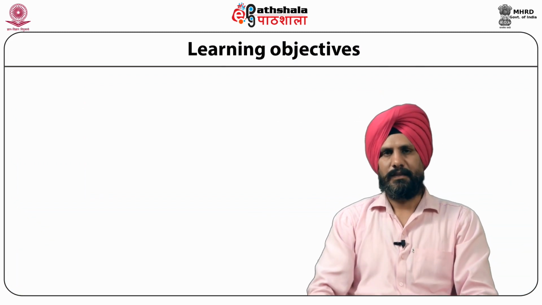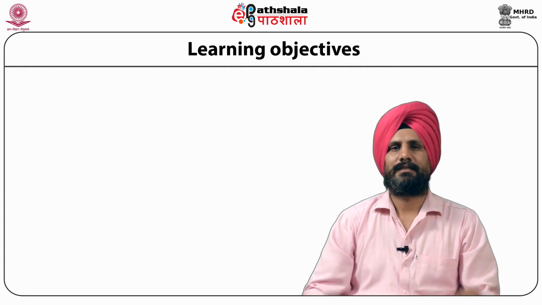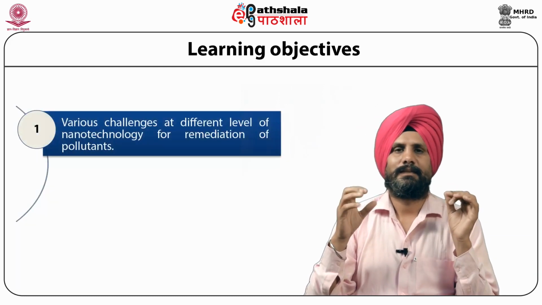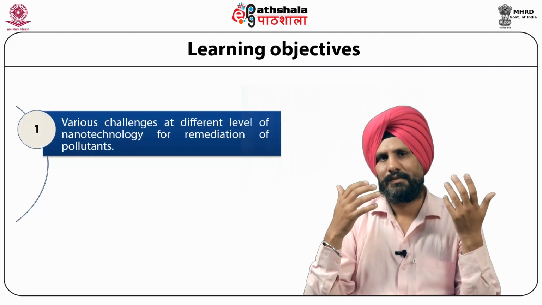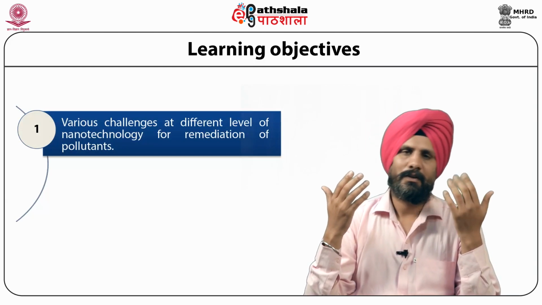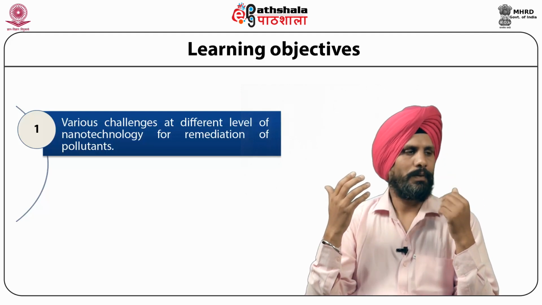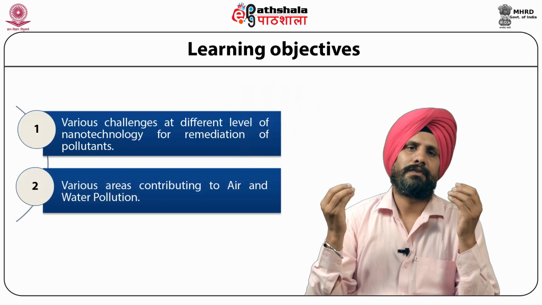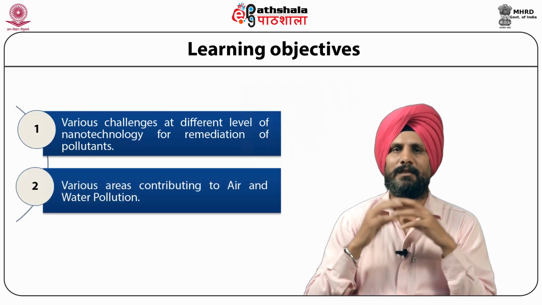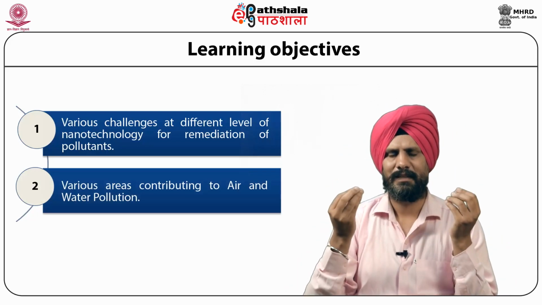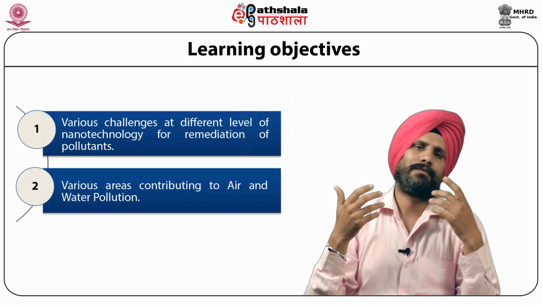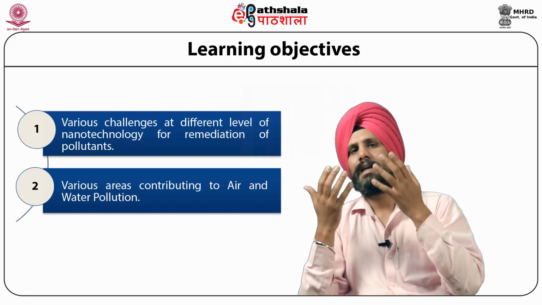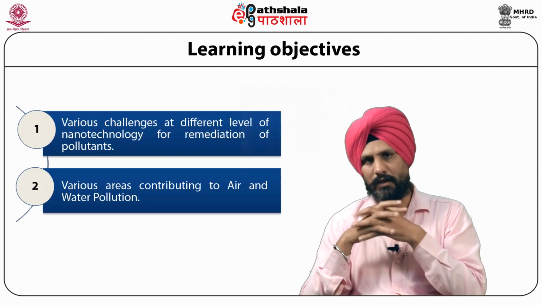In this chapter, the learning outcome after studying is that the student will understand the main challenges for the researcher to develop a cost effective and environmentally acceptable nanoparticle. The student will also understand the contribution of air as well as water pollution, with special examples of some selected industries, what type of emissions occur, and the possibility of exposure of that particular air pollutant to living organisms.